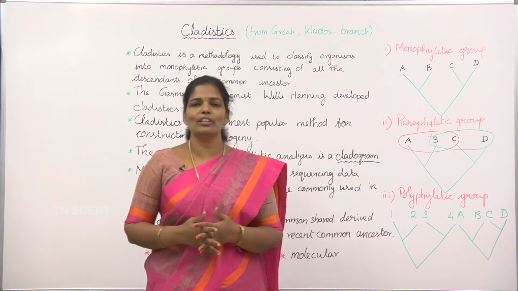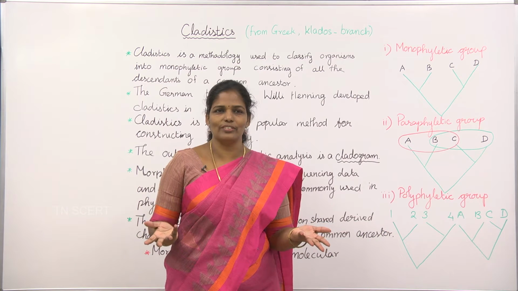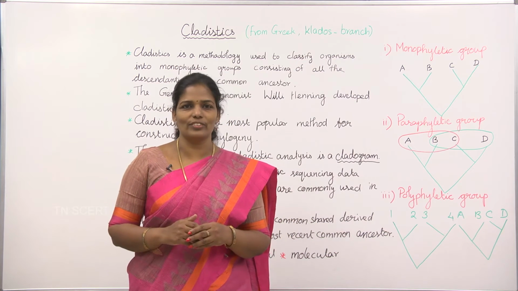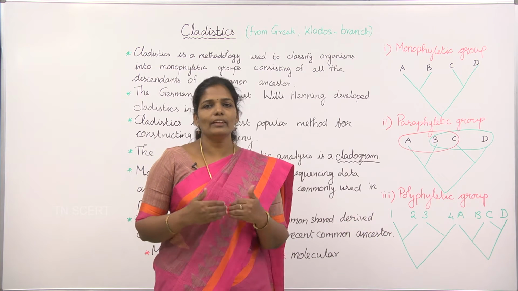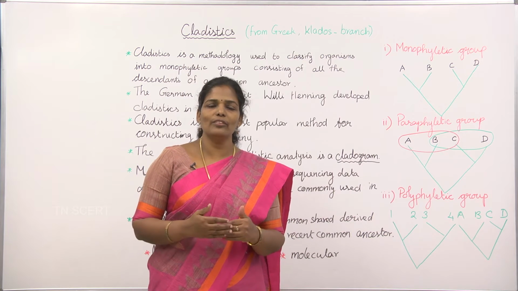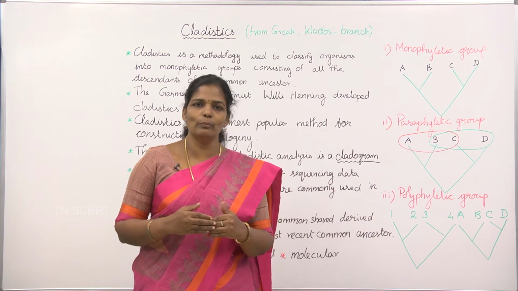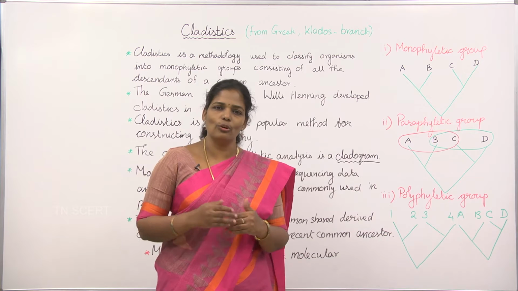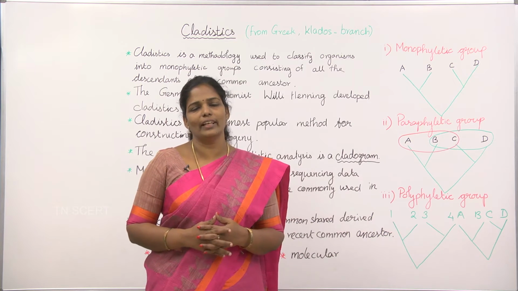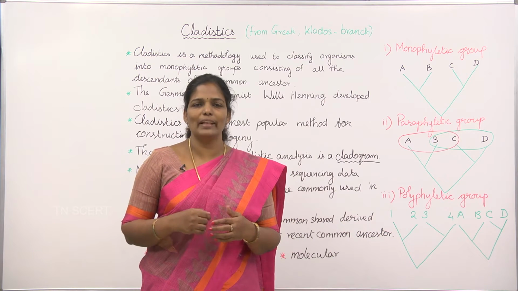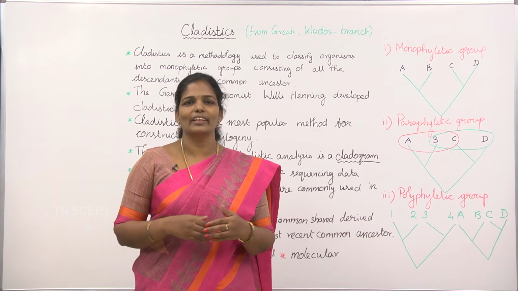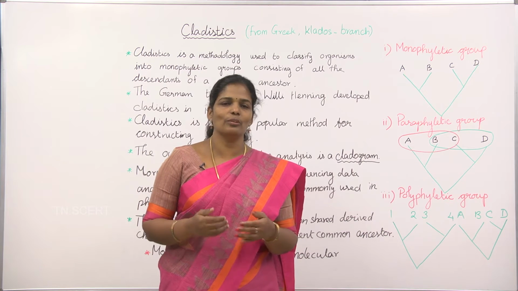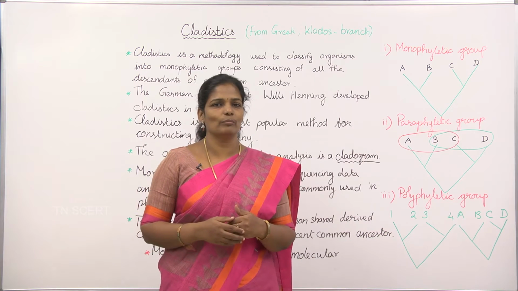Earlier classification was mainly based on morphology. Morphology means what? Morphology means the study of form and structure, isn't it? So, we categorized organisms based on the information available at that time. Nowadays, not only morphology, we also consider so many characters like anatomy, palynology, cytology, karyology, and so many things while classifying organisms.